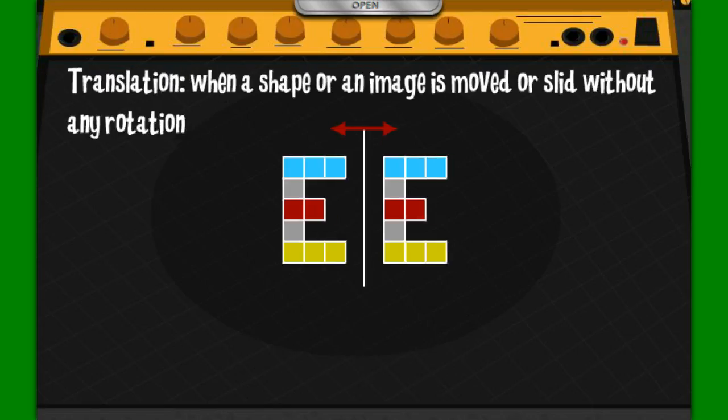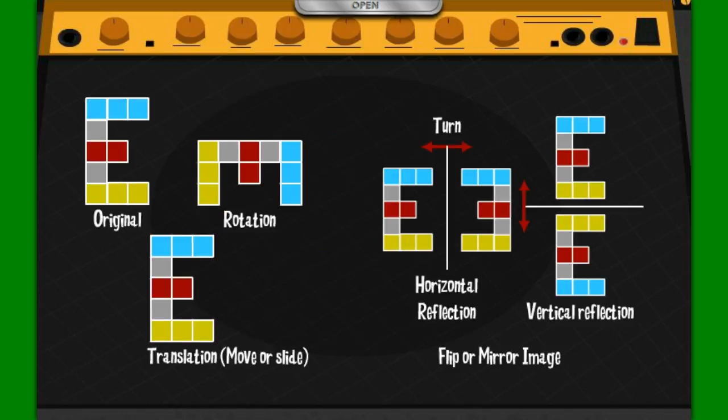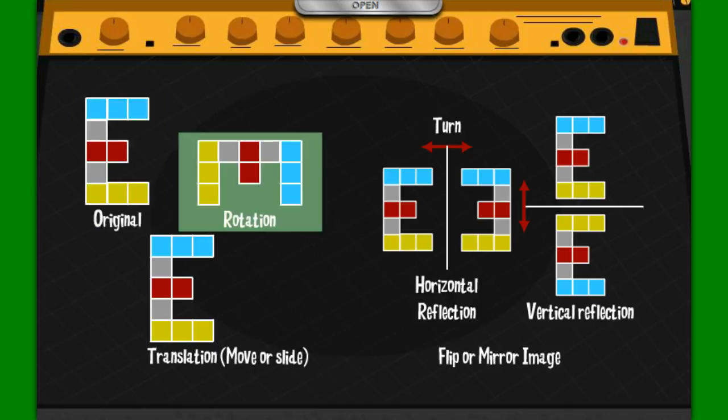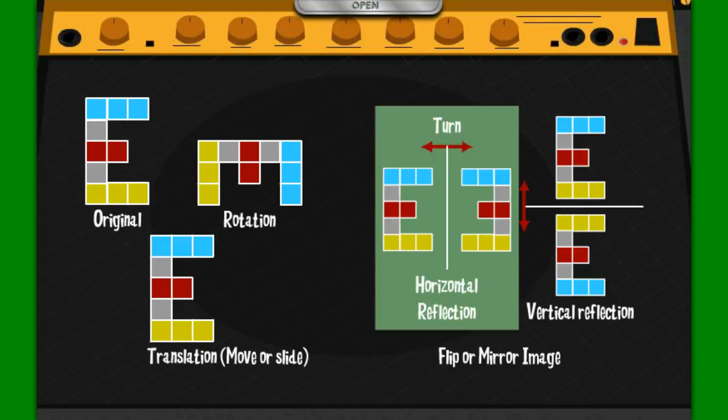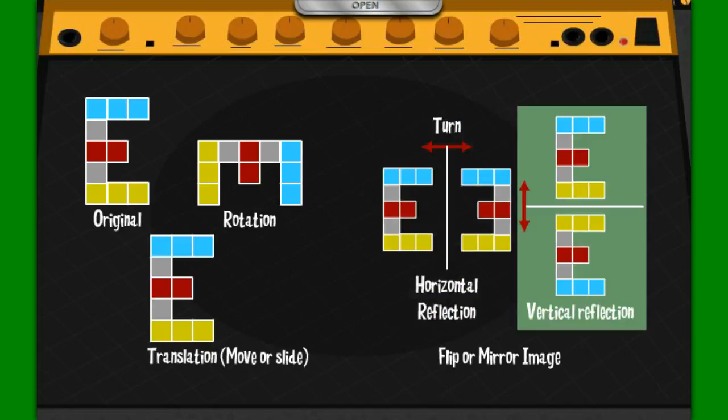A translation is when a shape or image is moved or slid without any rotation. When this shape slides to the right, you'll see the exact same shape but in a different position. Notice, the shape was not turned or flipped. When identifying the transformation of a shape, you need to remember the differences between a rotation, a reflection, and a translation. You also need to remember the difference between a horizontal reflection and a vertical reflection.